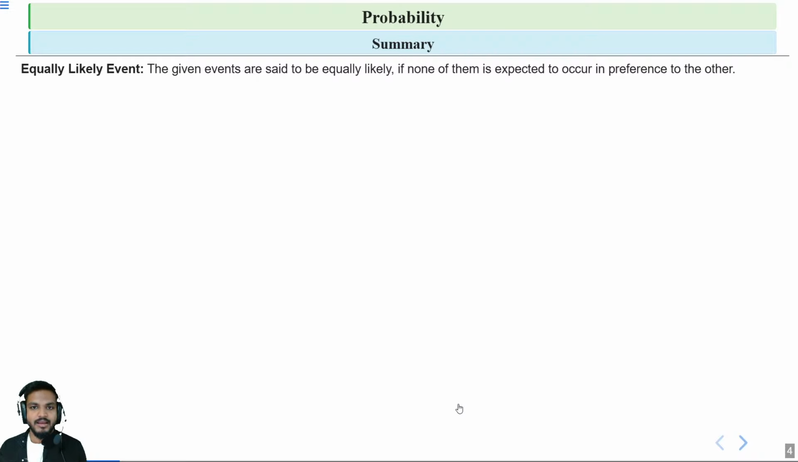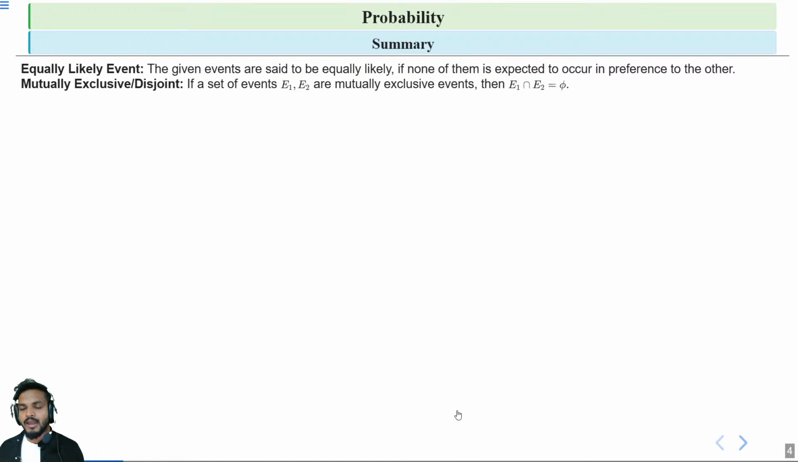Equally likely events are events where none of them is expected to occur in preference to the other. For example, if we roll a die and take the event as occurring of 1, what is the probability of 1? That is 1 by 6. What is the probability of getting 2? It is again 1 by 6. Probability of getting 3 is again 1 by 6. So all are equally likely events.